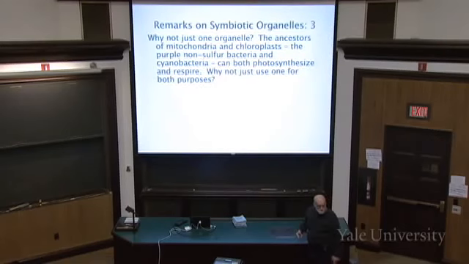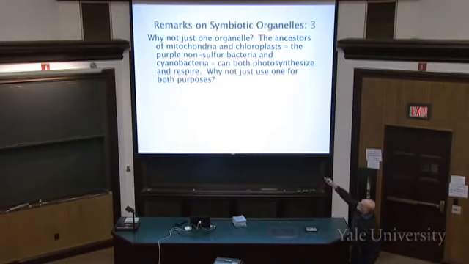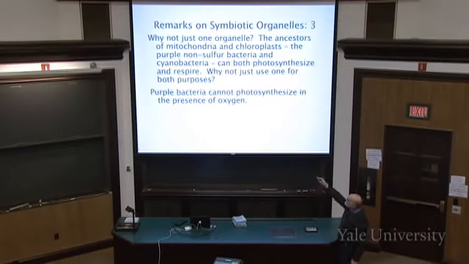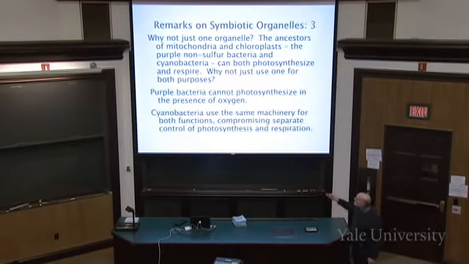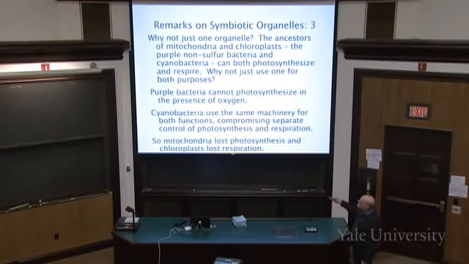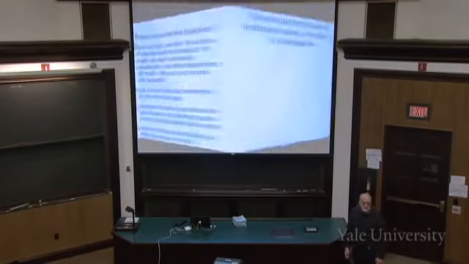Why not just have one? Why do plants need to have two? And if you look at their ancestors, you can see that purple non-sulfur bacteria and cyanobacteria, so those are the ancestors of mitochondria and chloroplasts, they can do both. They can both photosynthesize and they can respire. However, the purple bacteria can't photosynthesize when there's oxygen, and the cyanobacteria use the same machinery for both functions, and so that means that the host cell would not be able to separately control photosynthesis and respiration, which one might want to uncouple. And so it appears that mitochondria lost photosynthesis and chloroplasts lost respiration in coming into the cell.